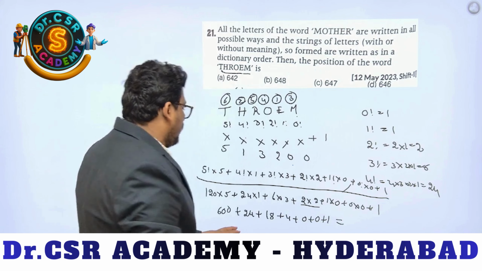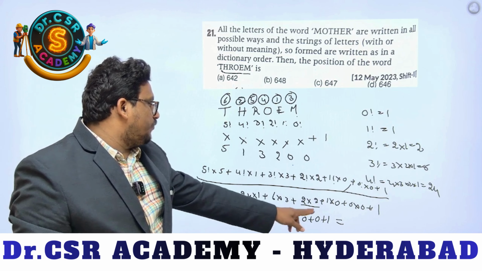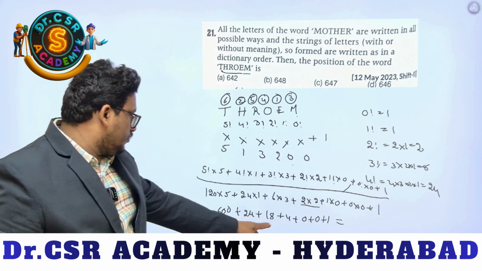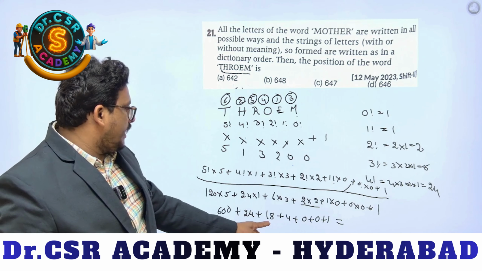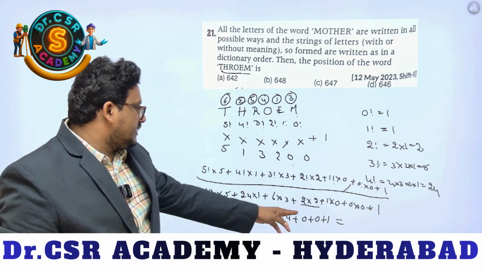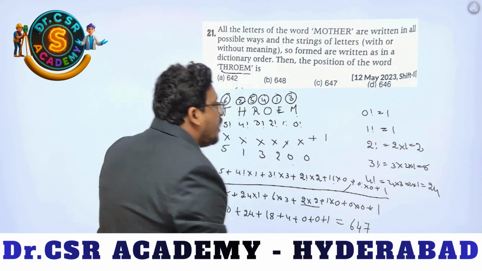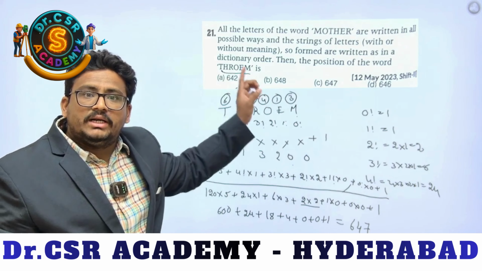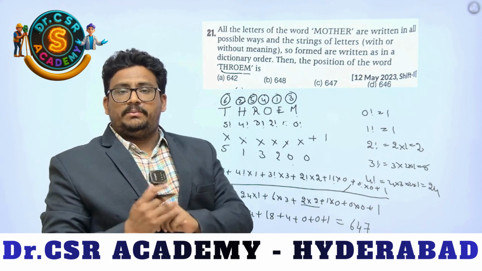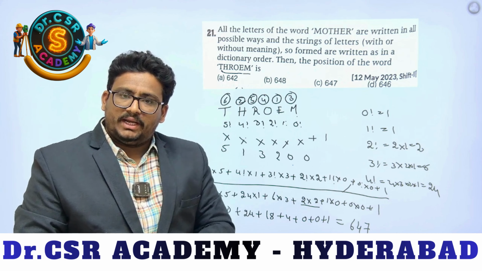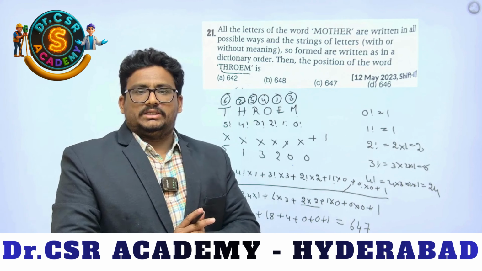So total: 624, plus 18, plus 4, plus 1. So the total answer is 624, 642, 646, 647. This is the rank of the word THROEM. Is it without repetition or with repetition? Without repetition. So this is the rank of the word without repetition.